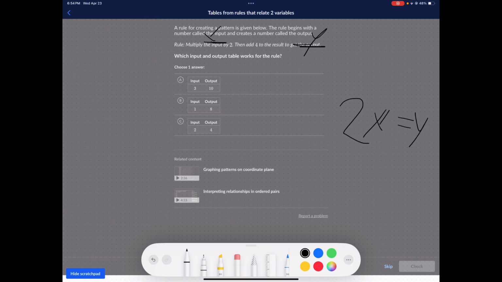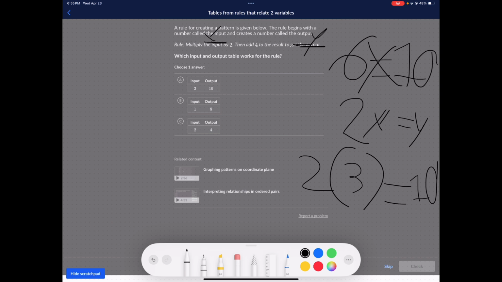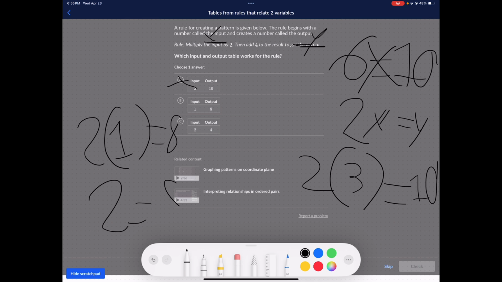So let's see here. We have input, which is equal to x. So we have 2 and 3, and then we have the output, which is 10. So we have 2 times 3, it's 6. So 6 is equal to 10. That's false though. So A is wrong. So that means now we can try the other one. 2 times 1 is equal to 8. Now is that correct? Nope, that's wrong. 2 is not equal to 8.